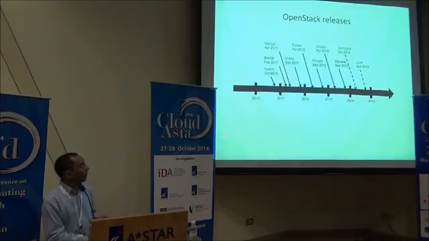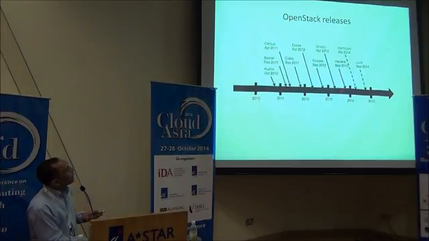Okay, first you define the specs. So this is the release. Juno is September 14th. That's the latest release. Every 6 months they have a release. So the next one is going to come.